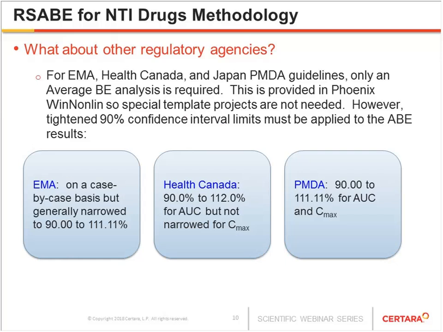So for example, the EMA, on a case-by-case basis, but generally narrowed from 90 to 111; Health Canada, 90 to 112 for AUC but not Cmax; and PMDA, 90 to 111 for AUC and Cmax.